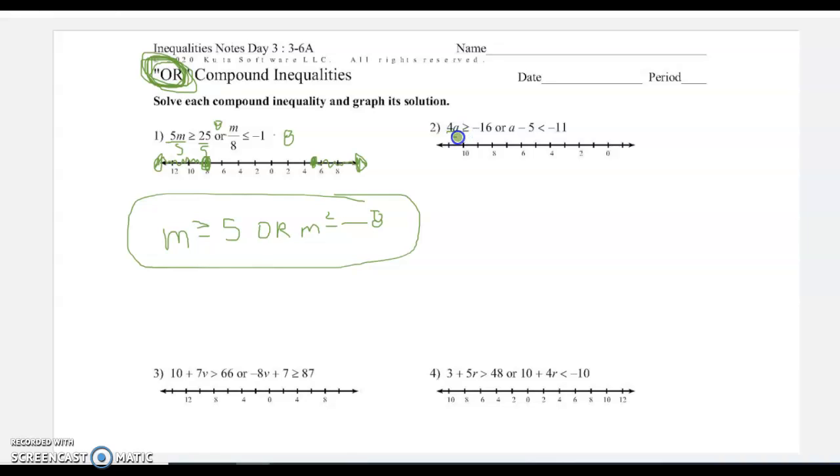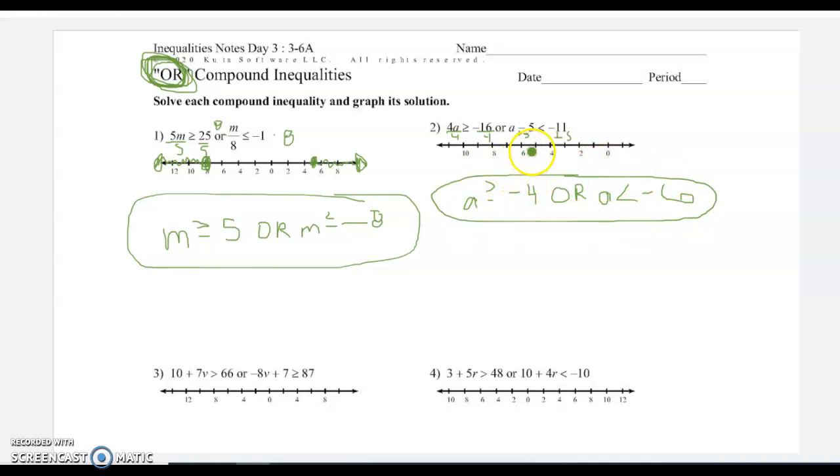All right, so same thing here on this next one. To solve, I would start by dividing by 4. So when I divide by 4, I get a is greater than or equal to negative 4. Or, and you have to have that "or" word in your answer, to solve a minus 5, I would add 5 on both sides. So that one gives me a is less than negative 6. Nice writing. So those are my two possibilities, right?